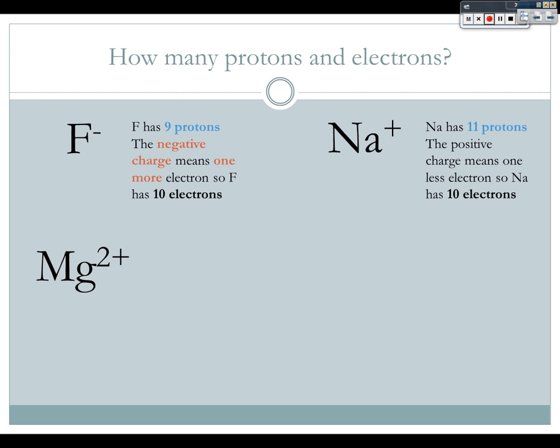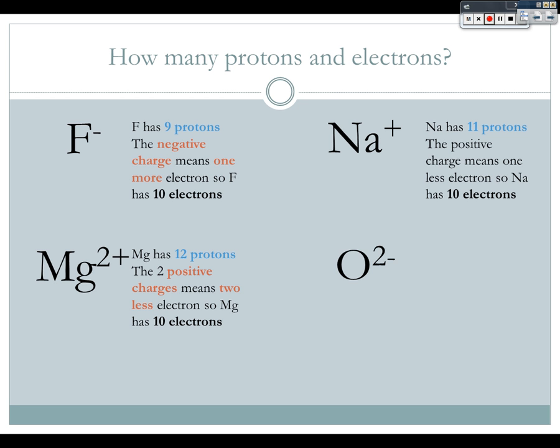Now, magnesium 2+. That means we lost 2 negatives, or 2 electrons. Magnesium is 12 protons, atomic number 12. So if we lost 2 electrons, that would mean that we should have 10 electrons, because a neutral atom would have 12 electrons. So 2+ means we lost 2 of those. And then oxygen. Oxygen on the periodic table has 8 protons, so a neutral oxygen should have 8 electrons. But the 2 minus means that we gained 2 electrons, so we now have 10 electrons.